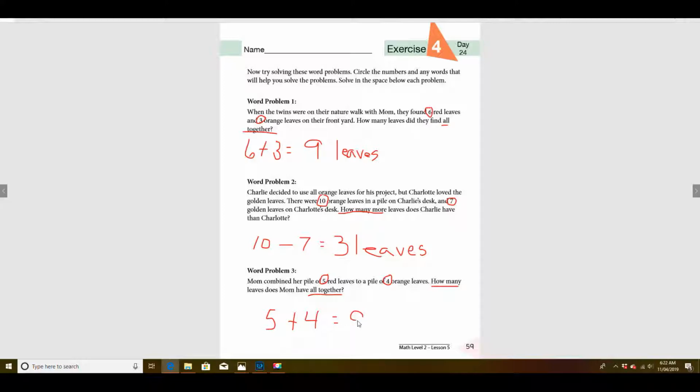Did you get 9? 9 what? We have to put our label. 9 leaves. Good. Did you get that? Now, if Mom had 5 red ones and 4 orange ones, could it be possible that she had 9 leaves altogether? Yeah, that makes good sense, doesn't it? We always have to check and make sure it makes sense when we get our answer.